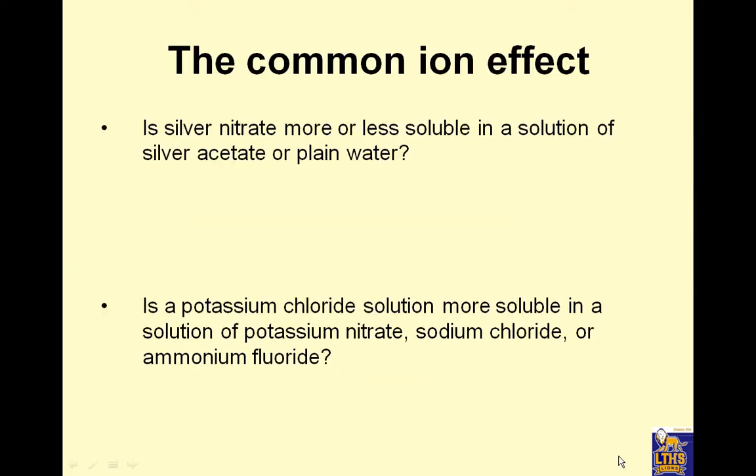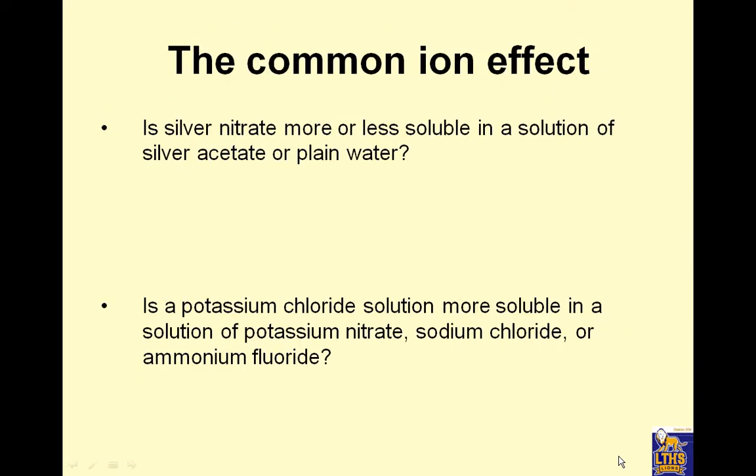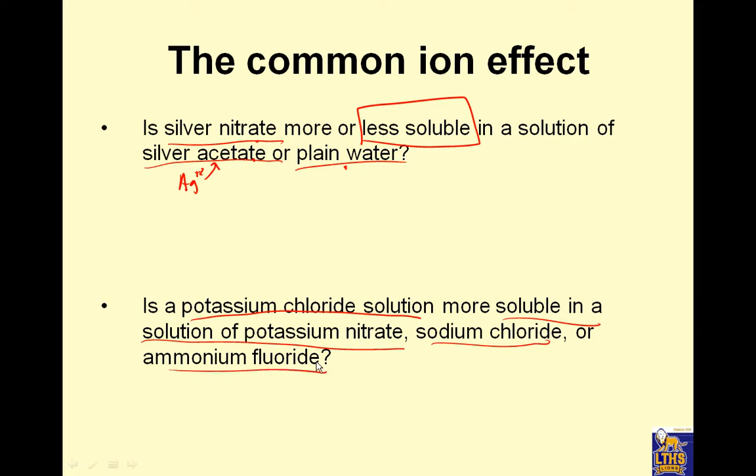We'll do some more. Okay, common ion effect. So if you have these solutions and all of a sudden you have silver nitrate, do you think it's going to be more or less soluble in plain water or silver acetate solution? Well, plain water has no ions in it. Silver acetate already has some silver plus ions. So if you put silver nitrate into a solution that already has silver, then it's going to be less soluble because less silver can go in. Okay, is potassium chloride more soluble in a solution of potassium nitrate or sodium chloride or ammonium fluoride?